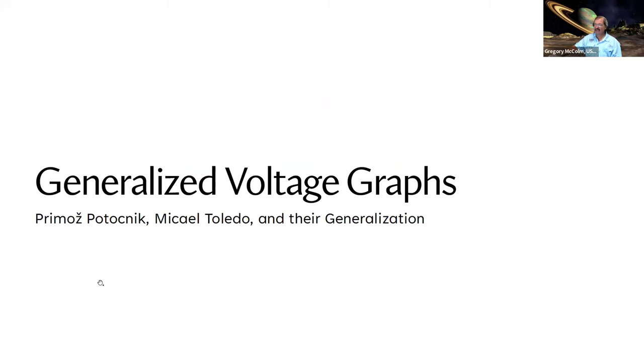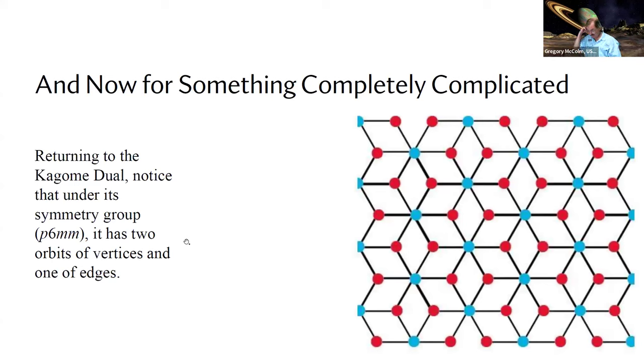So here is a generalization of voltage graphs that appeared 3 years ago. Here is the Kagome dual again. And the Kagome dual has two orbits of vertices and one orbit of edges. So I have labeled one orbit the red vertices, another orbit the blue vertices, and all of the edges are black. And this is the symmetry group P6MM. And the thing is that the Kagome dual is nice in the sense that its automorphism group can be entirely realized by symmetry. So the symmetry group and the automorphism group are equivalent.